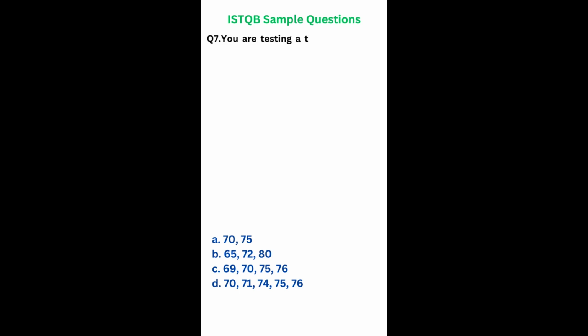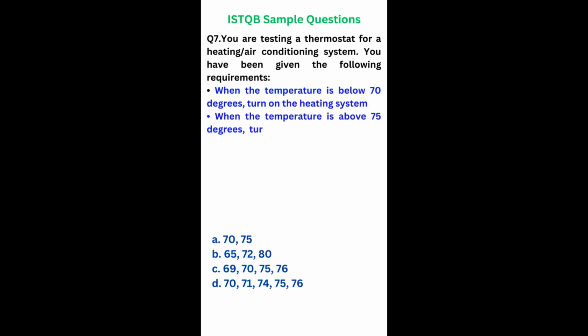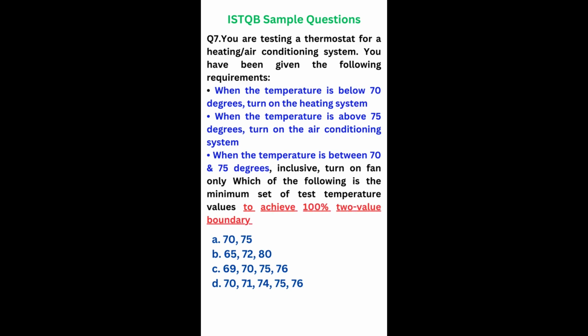Question 7. You are testing a thermostat for a heating, air conditioning system. You have been given the following requirements. When the temperature is below 70 degrees, turn on the heating system. When the temperature is above 75 degrees, turn on the air conditioning system. When the temperature is between 70 and 75 degrees, inclusive, turn on fan only. Which of the following is the minimum set of test temperature values to achieve 100% two-value boundary value analysis coverage?